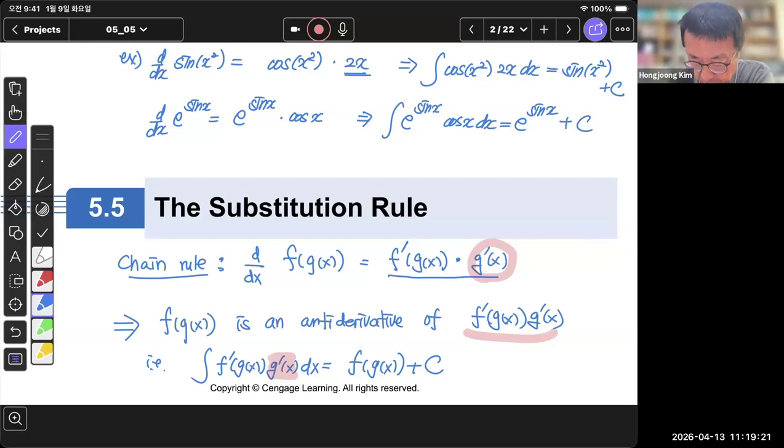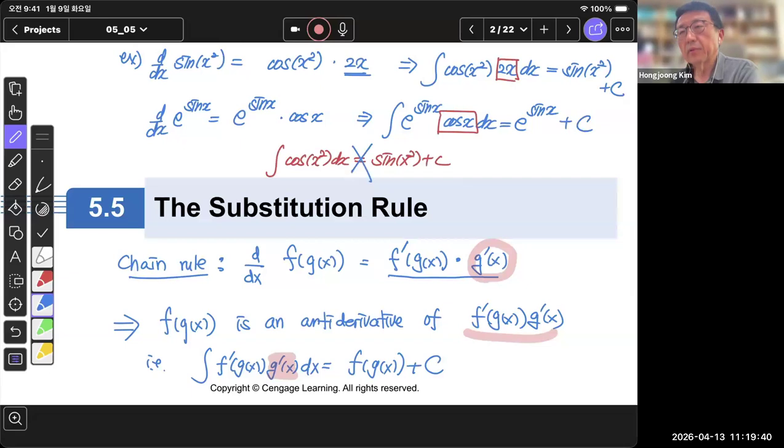So I must have cosine x here or 2x here. So if you claim otherwise, then it is wrong. Okay? Please be careful.